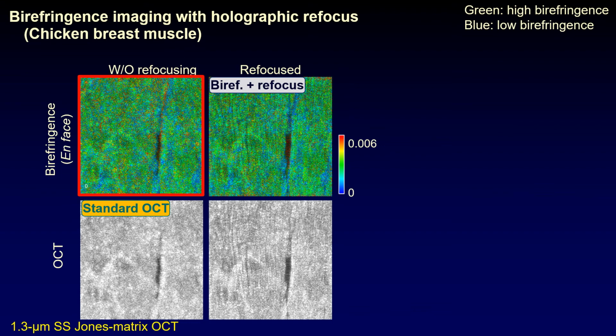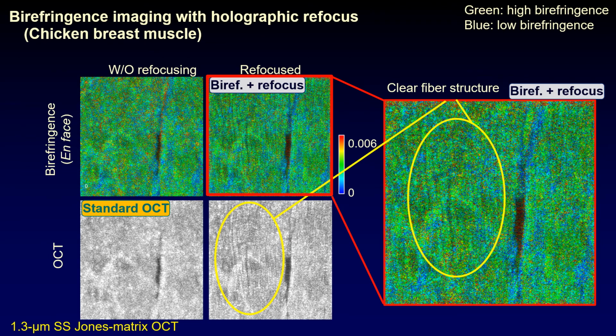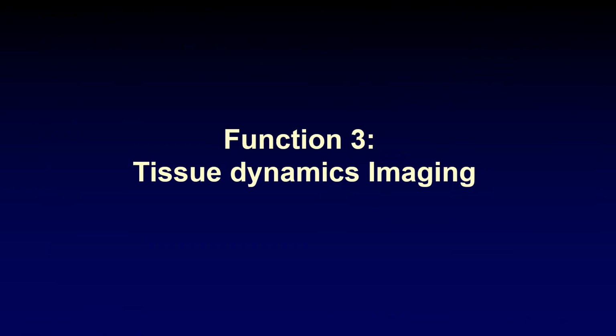But once we turn on the holographic refocusing, the situation becomes a little bit different. By zooming in, for example here, we see a very fine structure of the muscle fiber, and this muscle fiber shows a modulated high birefringence in green. And in these regions, we see a blue appearance outside of the muscle fiber. It is an indicator of low birefringence. In addition, the high birefringence, the red stripes in the original image, is gone. So this means these high birefringences are actually not true, but an artifact caused by the defocusing.